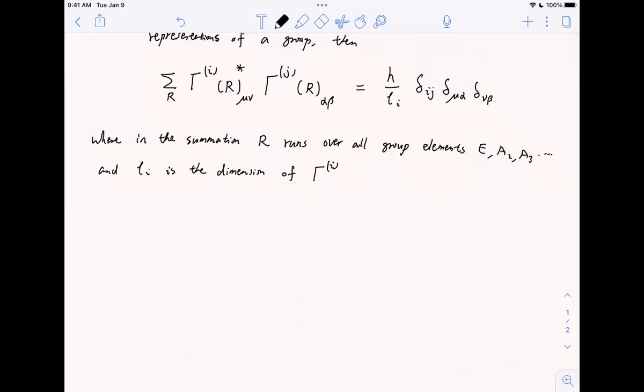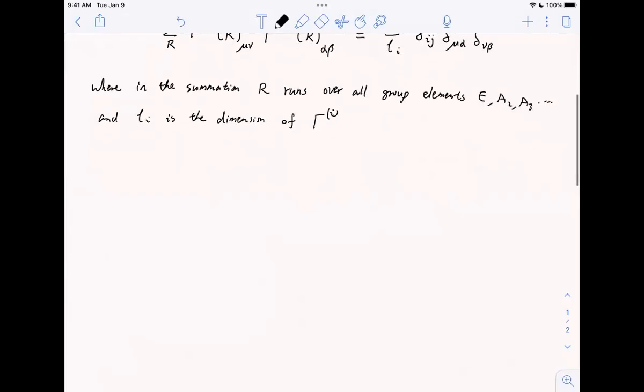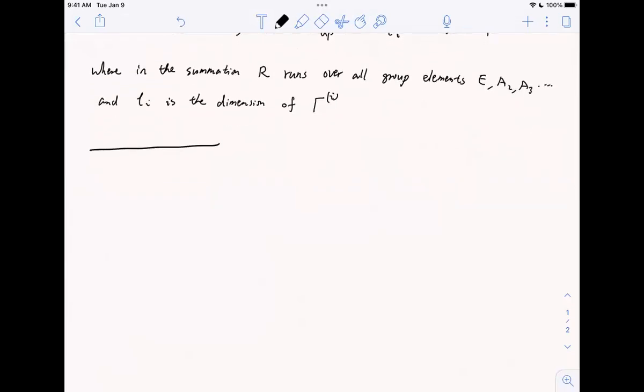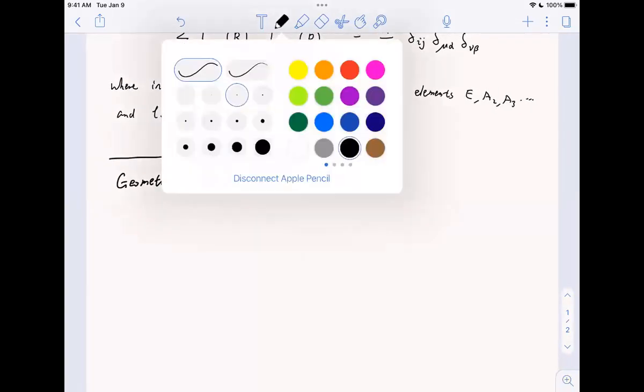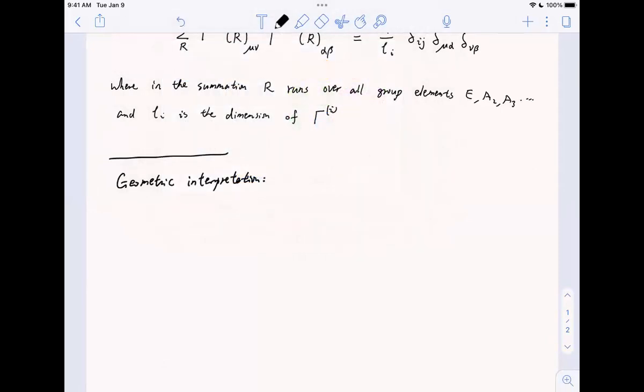So this is the central theorem in group theory. Let's try to understand this theorem. So we'll consider the geometric interpretation. So what is the geometric interpretation?